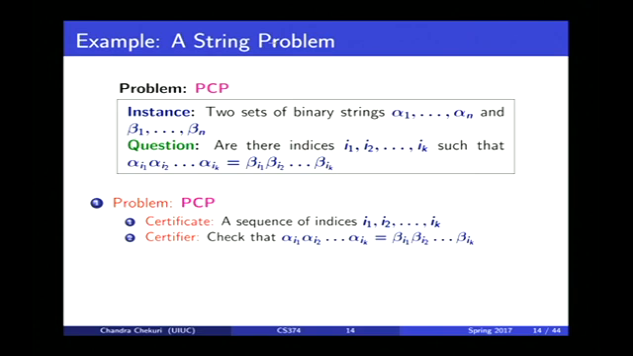What is it? I give you two sets of strings, alpha 1 up to alpha n, and beta 1 up to beta n. And what is the question? Can you take these strings and align them in such a way that if you take string alpha 1, you have to take string beta 1; if you take string alpha 3, you have to take string beta 3? So you want to find a sequence of indices i1, i2, up to ik, such that if I take the concatenation alpha i1, alpha i2 and so on, and beta i1, beta i2 and so on, they lead to the same string.